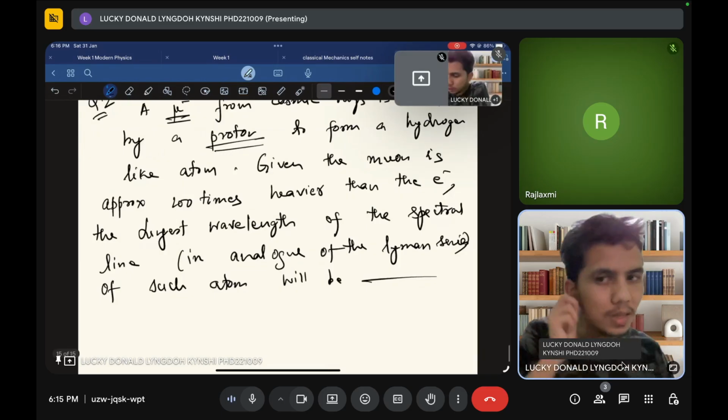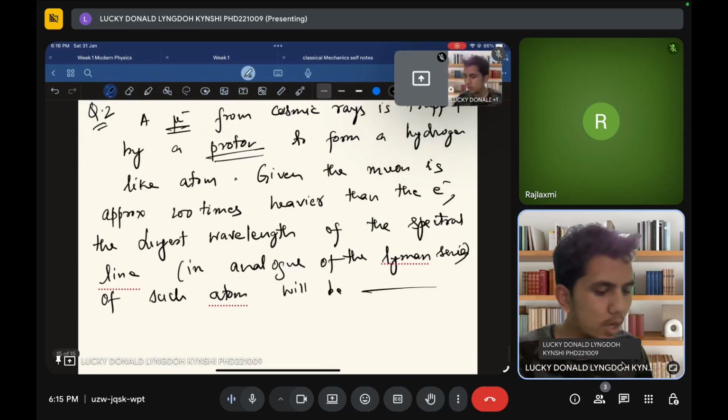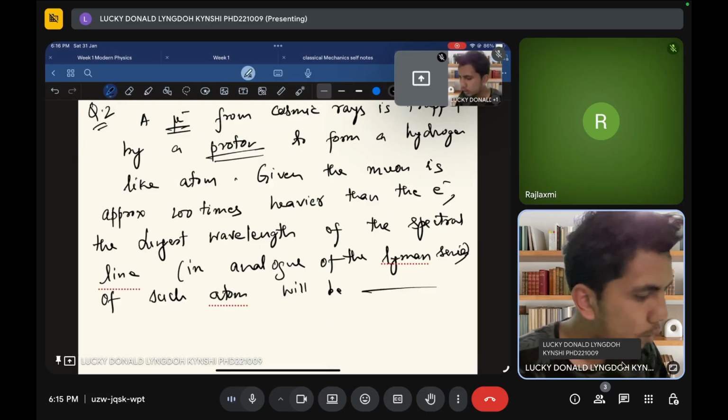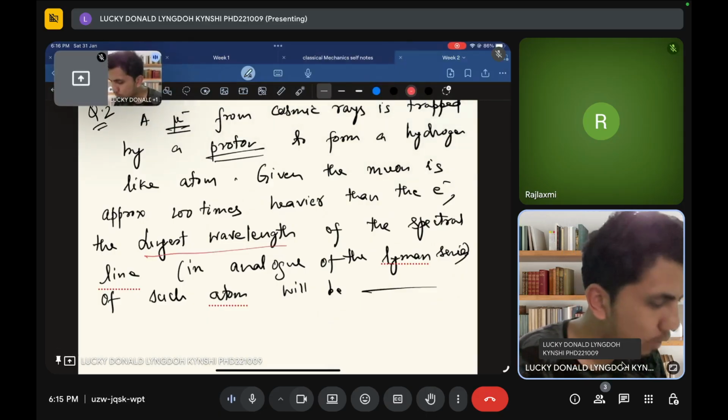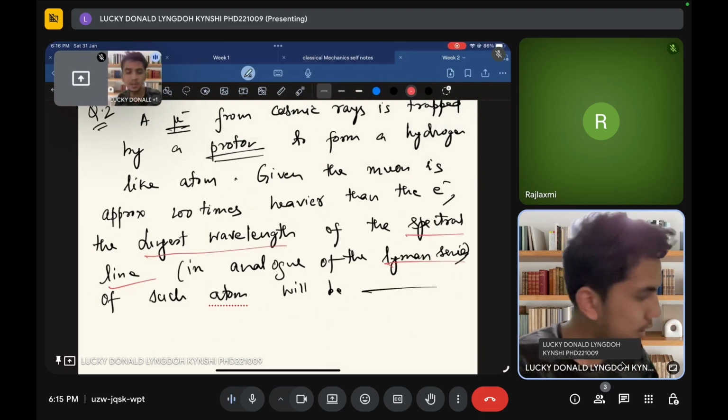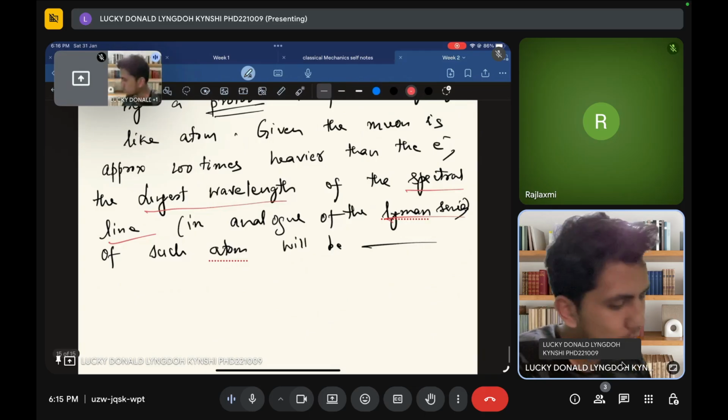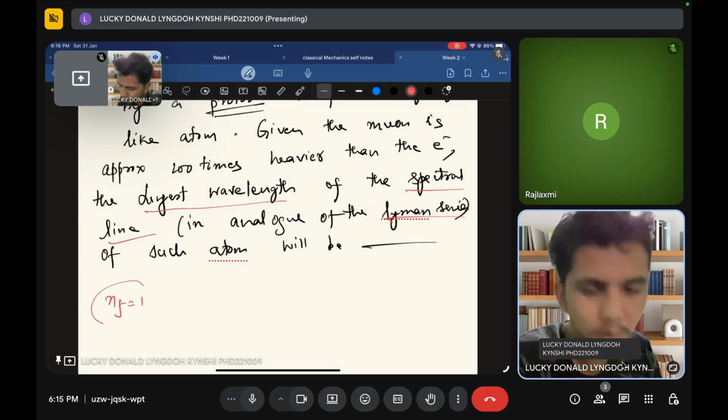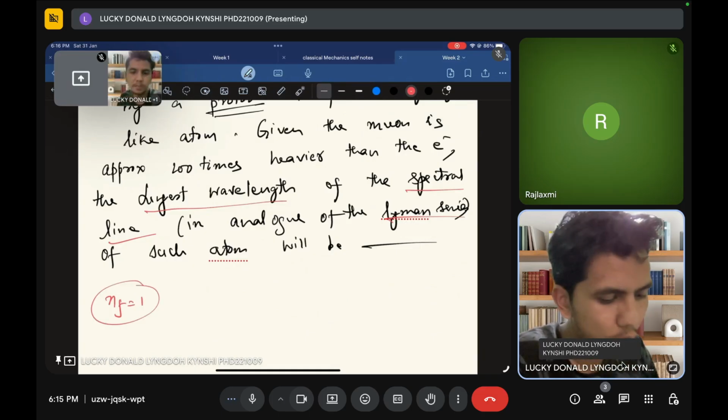So that means this is given to you. That means you have to find out the longest wavelength. What is the longest wavelength of the spectral line in the Lyman series? And quickly, you know now, Lyman series is nf equal to 1. That means the ground state, right? We are talking about the ground state now.